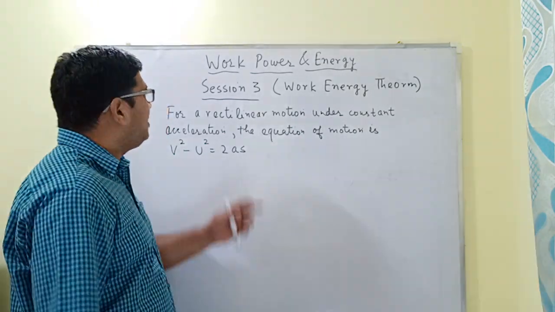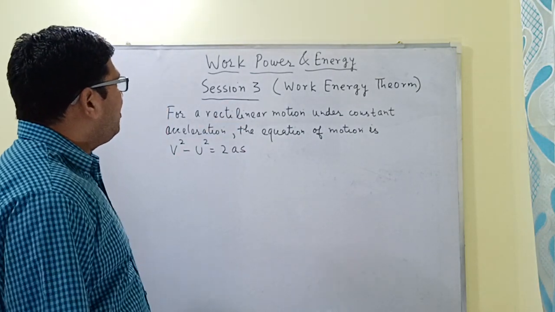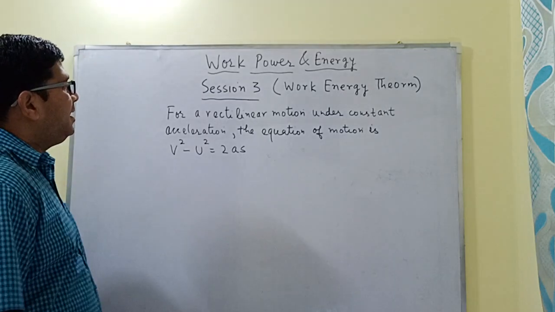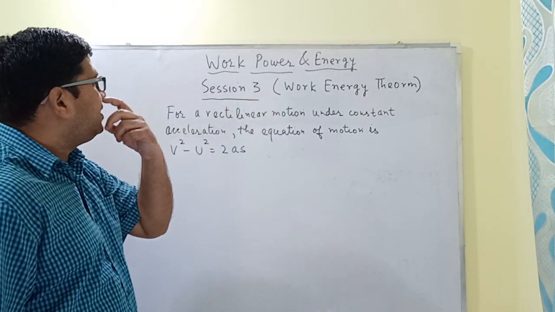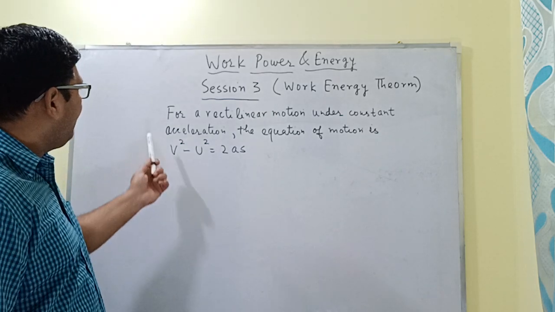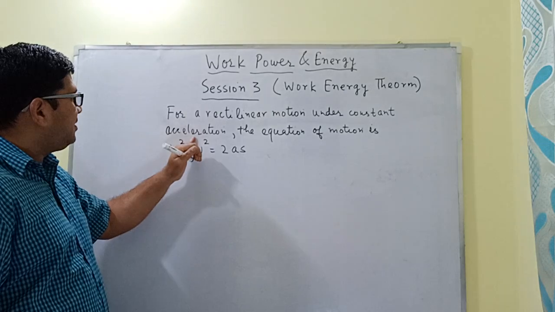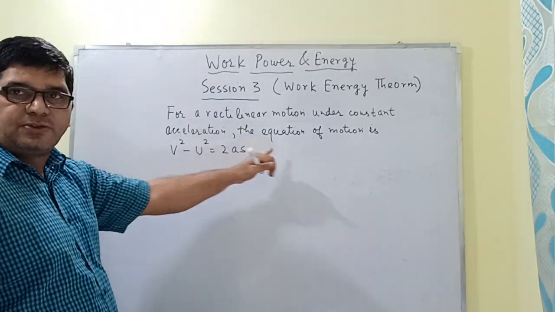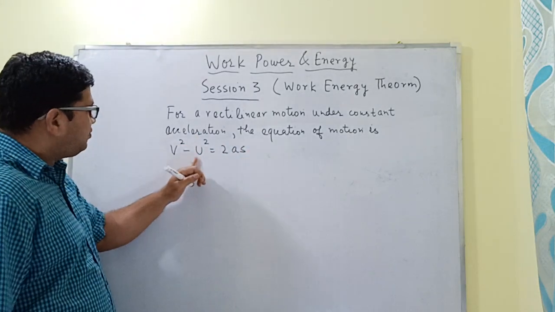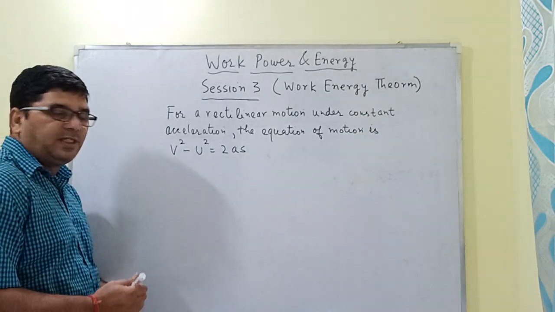Welcome back, students. Today is session number 3 from the chapter Work, Power and Energy, and the topic is the Work Energy Theorem. Now here I have written that for a rectilinear motion under constant acceleration, the equation of motion is given by v square minus u square is equal to 2as.